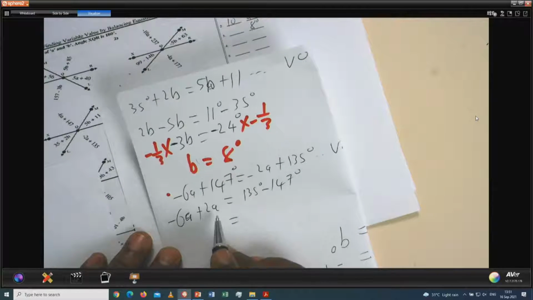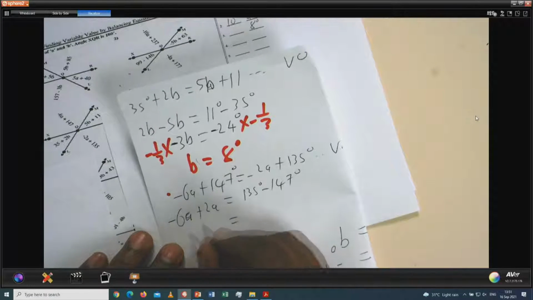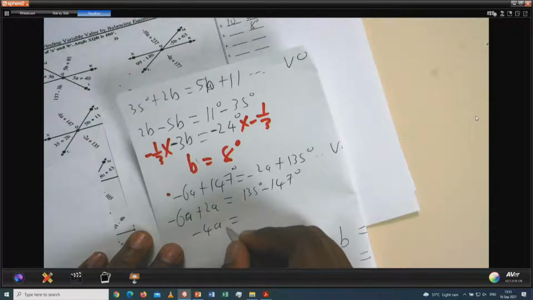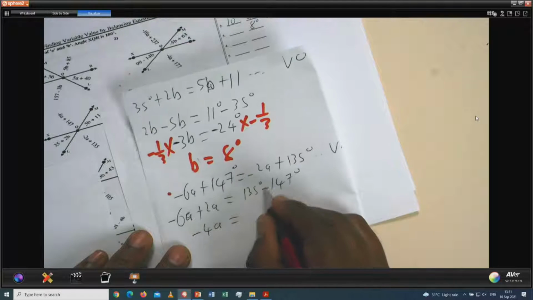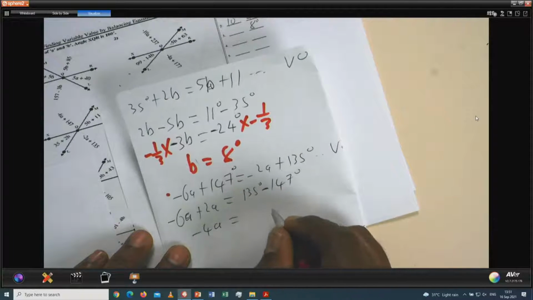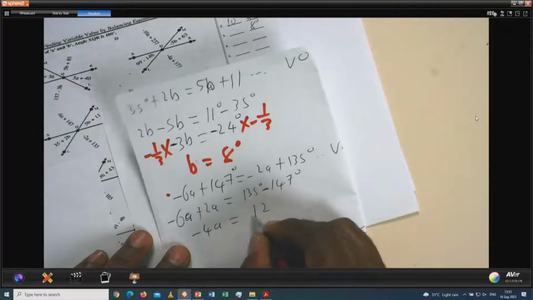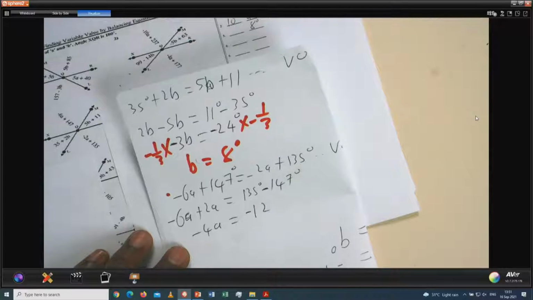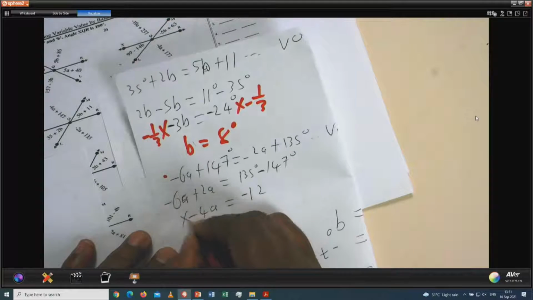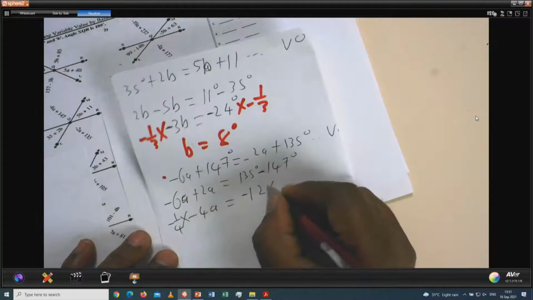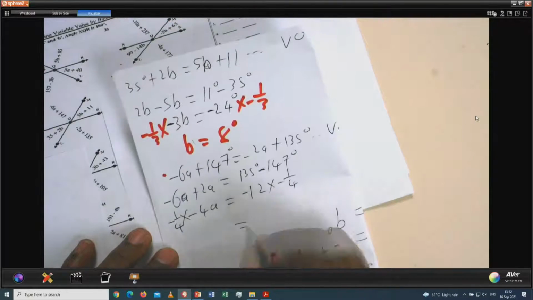Minus 6 plus 2. You are reducing the negativity here with the positive 2. Therefore, you'll be left with 4. Right? Same thing here. Negativity of 135. Therefore, you'll be left with minus 12. Once more, we are interested in A. We multiply by minus 1 over 4 on both sides.